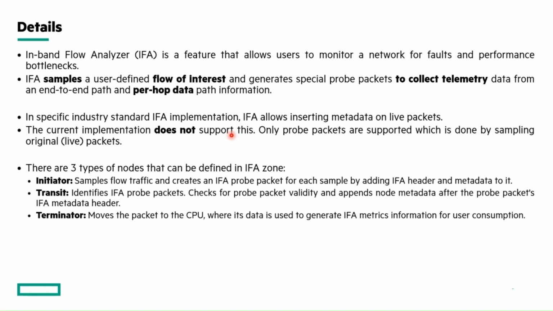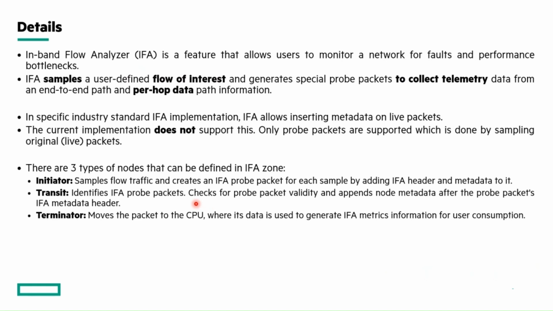The first one is the initiator. As the name suggests, this is where the initiation of the IFA flow starts. It samples flow traffic and creates an IFA probe packet for each sample by adding an IFA header and metadata to it. This is then transferred to the transit nodes, which identify IFA probe packets, check the probe packet validity, and append the node metadata after the probe packet's IFA metadata headers.